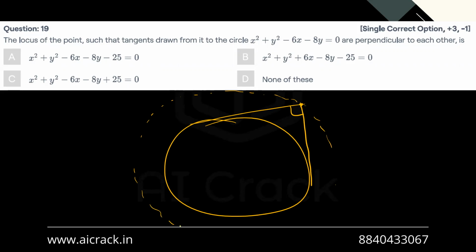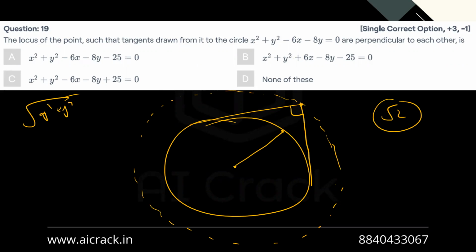So we studied the concept that the director circle has exactly the same center, but the difference is only in the radius part. The radius is root 2 times the radius of this circle. In this circle, the radius is actually under root g square plus f square minus c. But over here we have g as 3, f as 4. So this becomes 3 square plus 4 square, c is 0 over here, so that becomes 5. So this radius is actually 5. So the director circle's radius would be root 2 times 5.